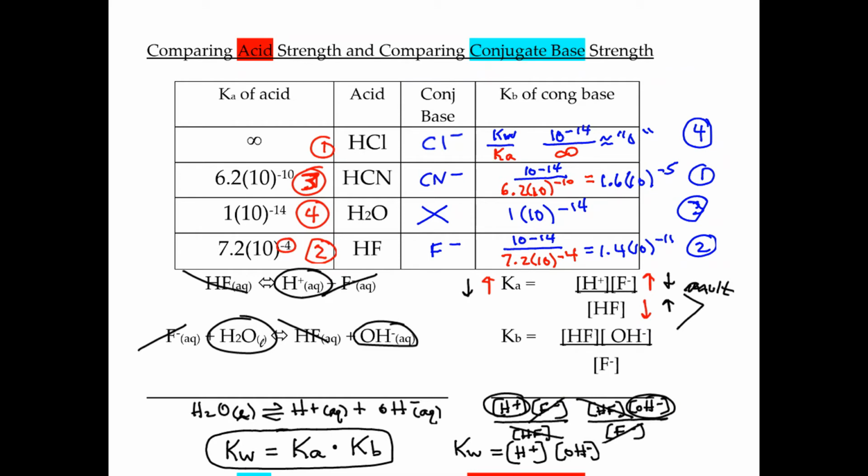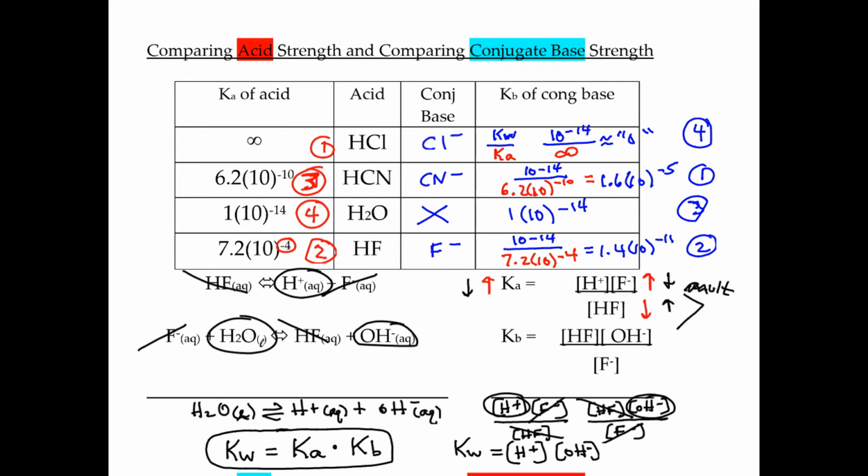So let's try to make some sense out of this. What we're saying here is that water is actually a stronger base than chloride. Water is a stronger base than chloride, which makes sense because when water dissociates, even though it's a tiny bit, it gives you a very little bit of OH minus.